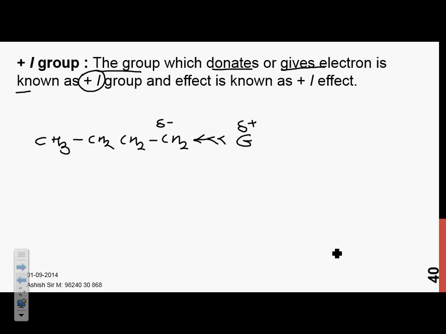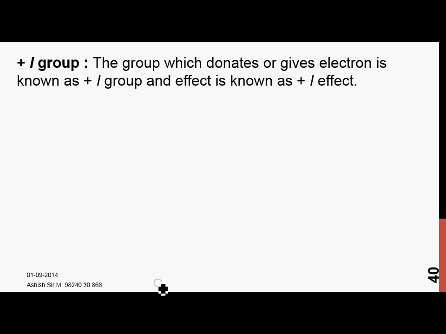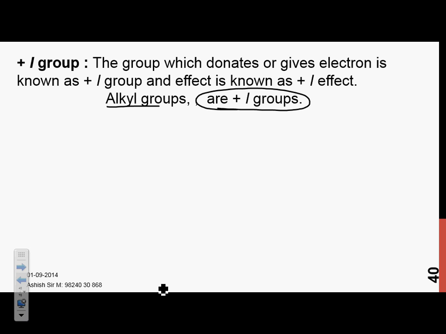But in positive inductive effect, this carbon donates electron to the neighboring carbon, consequently it donates to the neighboring carbon, and this effect is known as positive inductive effect. Is that understood? Correct or not? So over here we'll continue with this. Normally, alkyl groups are positive I groups. Alkyl groups, about them which recently we have studied.